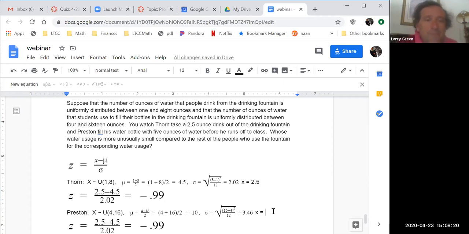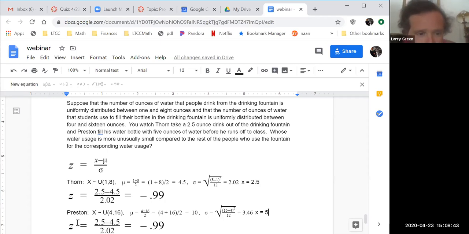That's given in the problem. Not quite as easily seen as Thorne's, because with Thorne you just look for the number. Here you have to read a word. And what's Preston's X value? Yeah, 5. Because it says Preston fills his water bottle with 5 ounces of water before he runs into class.